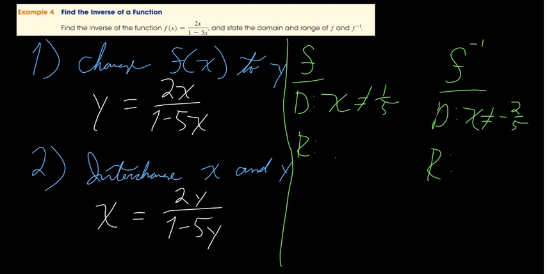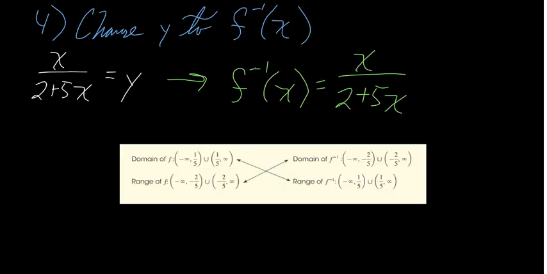So all I have to do to find the range of f is, I know the range of f is just simply the domain of f inverse, and I know the range of f inverse is simply the domain of f. And this makes it look a lot better. Again, we did the domain and range of f, the domain and range of f inverse, and again, as I mentioned before, they crisscross.